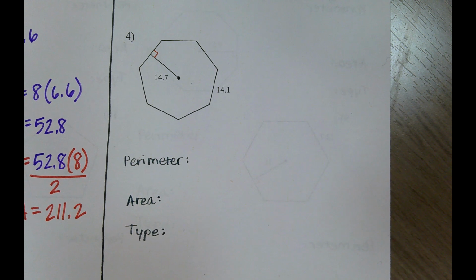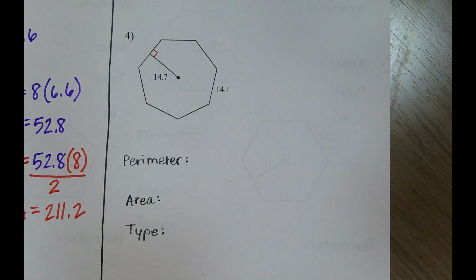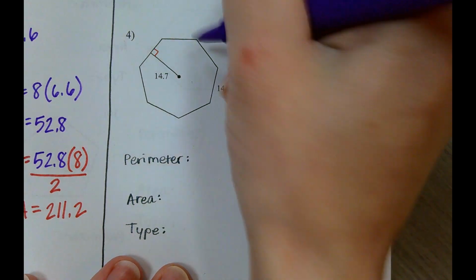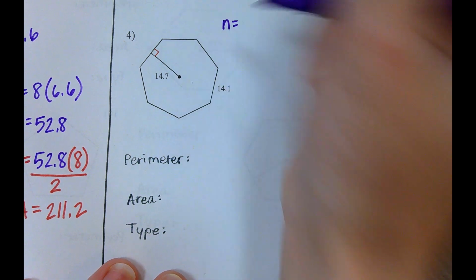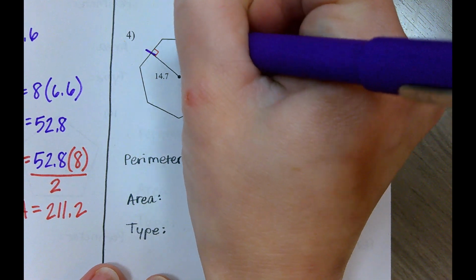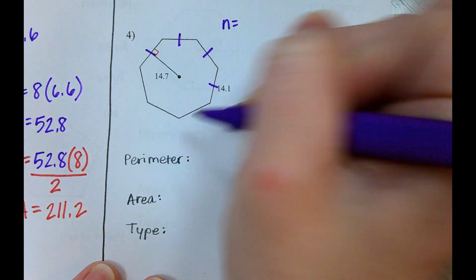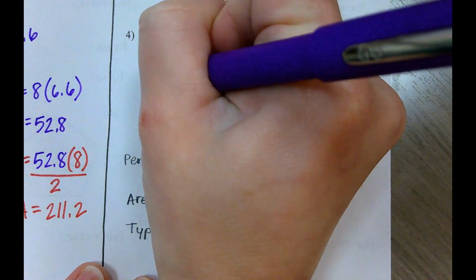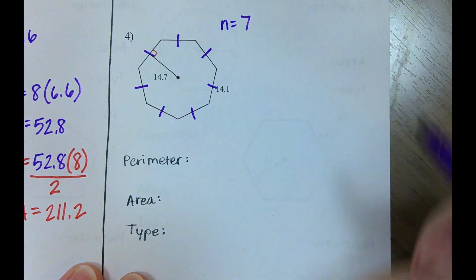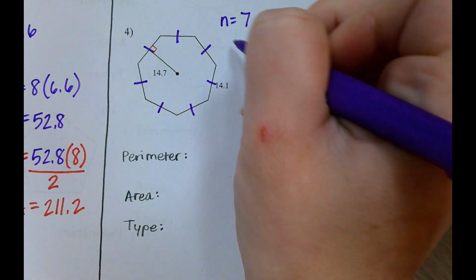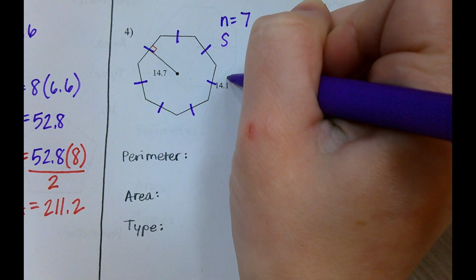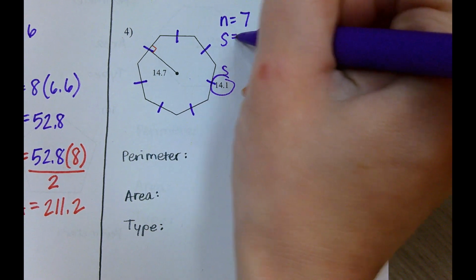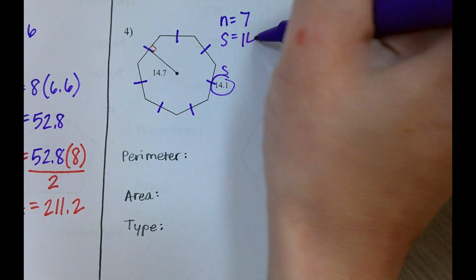So for number 4, what's a good way to start this? What should I figure out? How many sides there are. Okay, 7. You take 1, 2, 3, 4, 5, 6, 7. Good. So n is 7. Then we do 7 times 14.1. Good. Our side length is 14.1. So we multiply the 2 to get our perimeter.